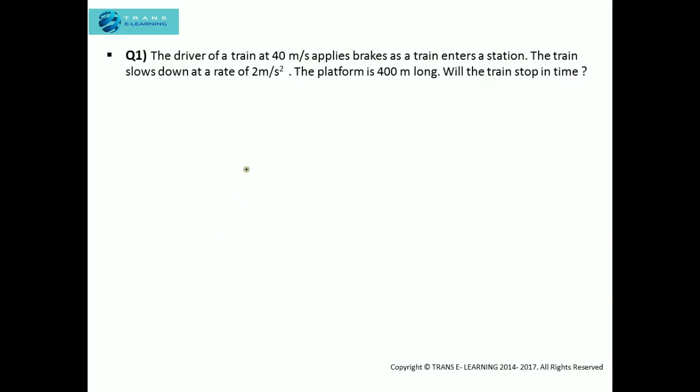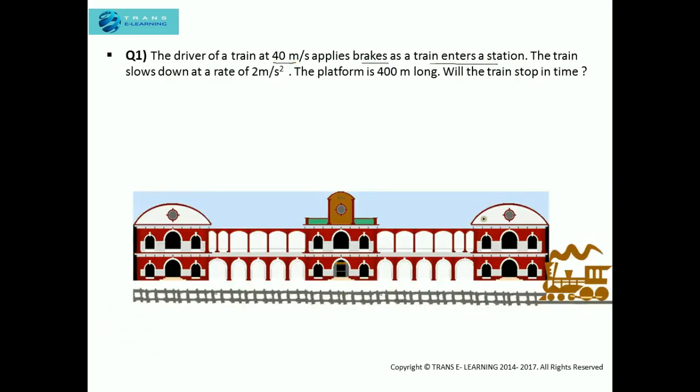The first question: the driver of a train at 40 meters per second applies brakes as the train enters the station. You can see here a station and the train is just entering the station, and at that moment the driver applies the brakes and the train slows down at the rate of 2 meters per second squared.